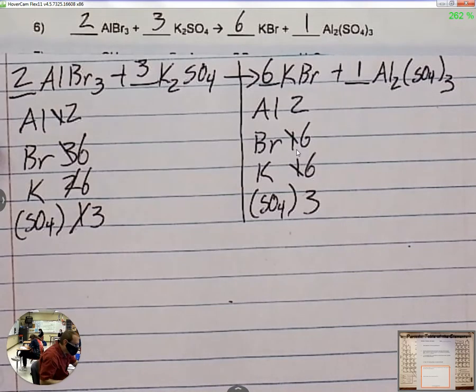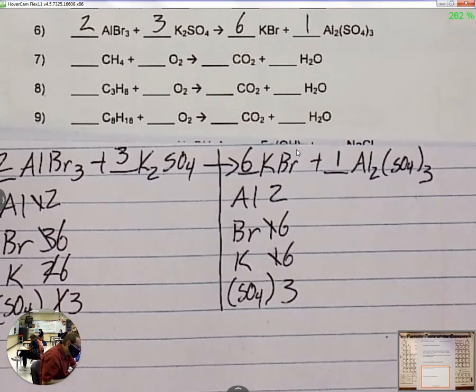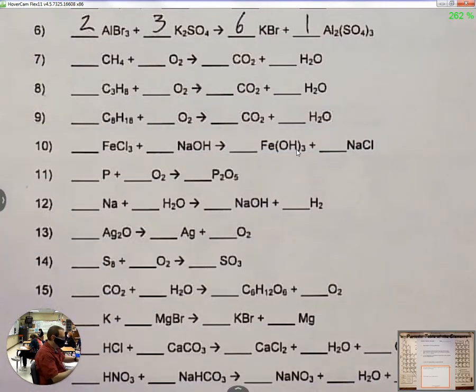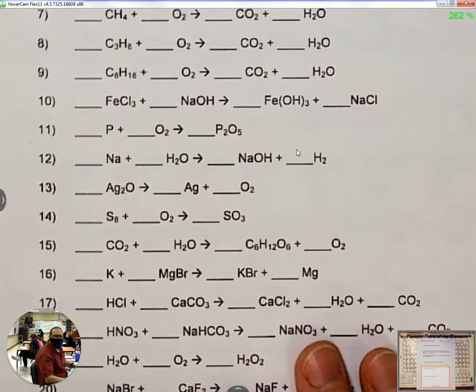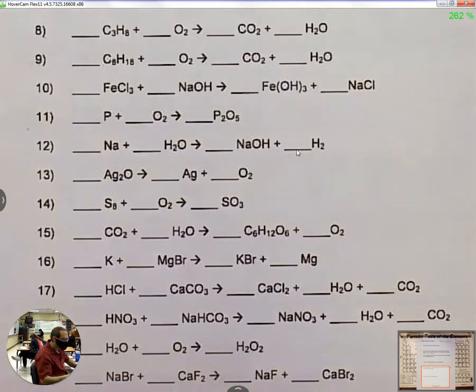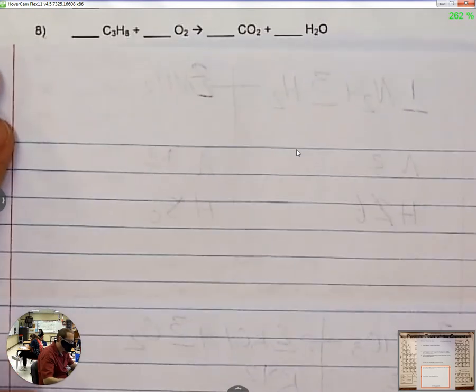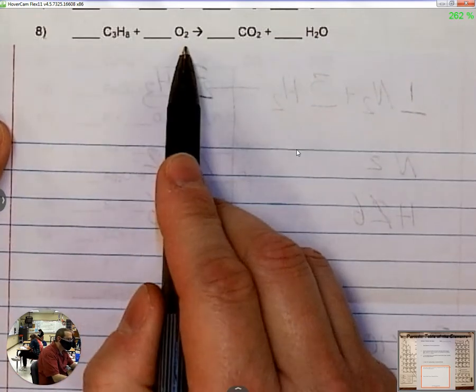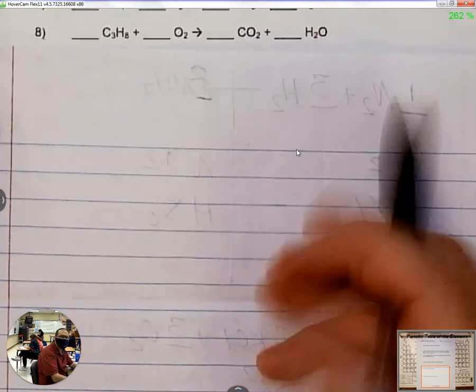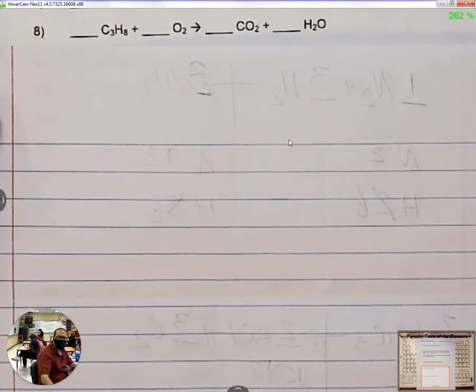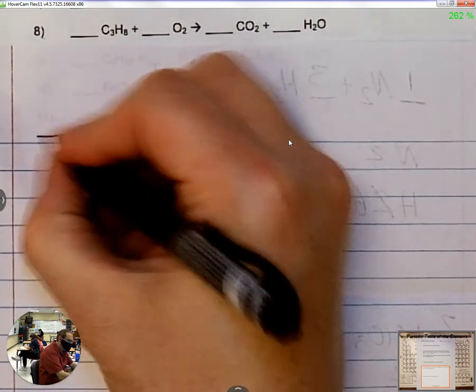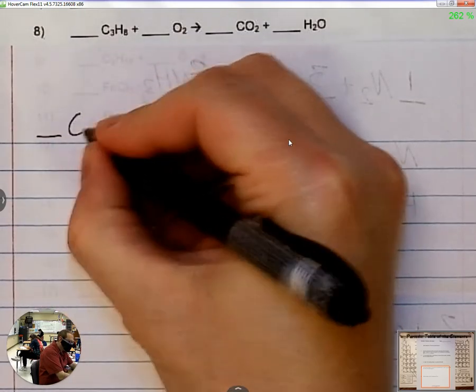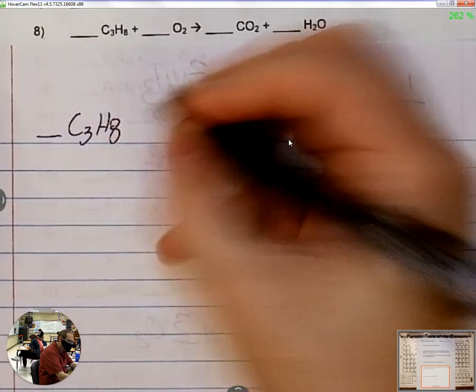Okay, let's take a look at number 8. What kind of reaction is number 8? It's combustion. Very good. You've got a hydrocarbon reacting with oxygen to get CO2 and H2O. All right, so you tell me, what do I do? Okay, step 1, copy it down. C3H8. This is propane, by the way.